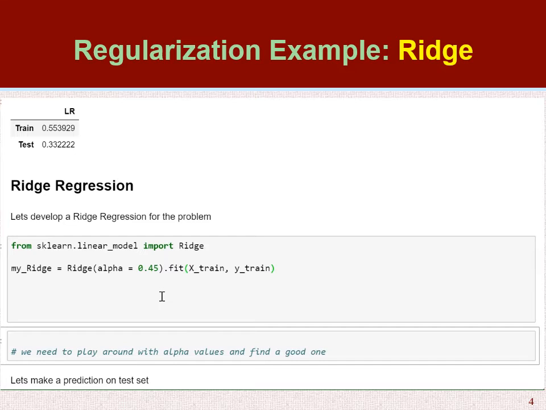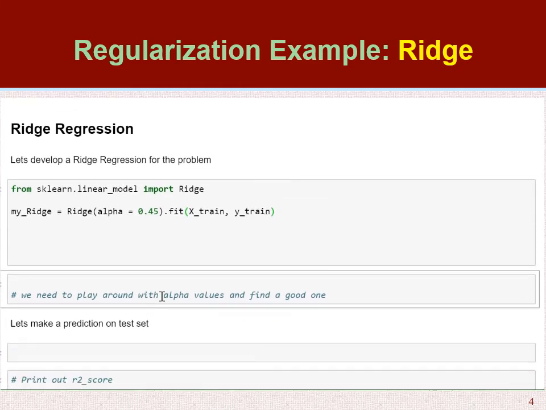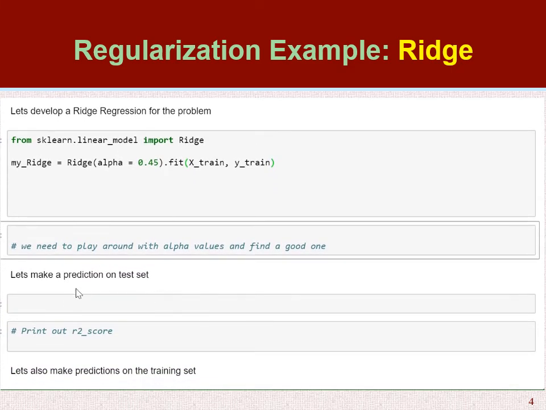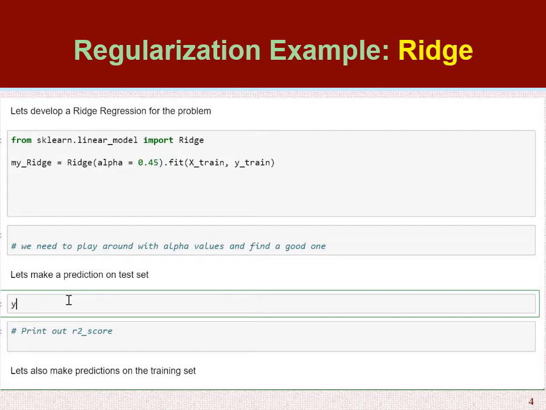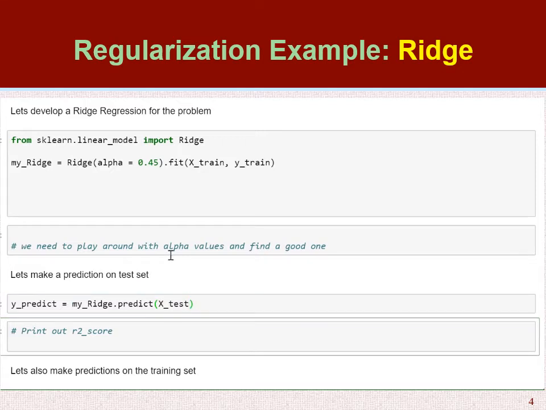All right. So now our model is ready. We can make predictions. Let's make a prediction on the test dataset. Y predict is equal to our model name, my ridge, and then predict on the X test. And then I'm going to print out the R2 score. So R2 score, Y test, the actual value, and my prediction, Y predict.